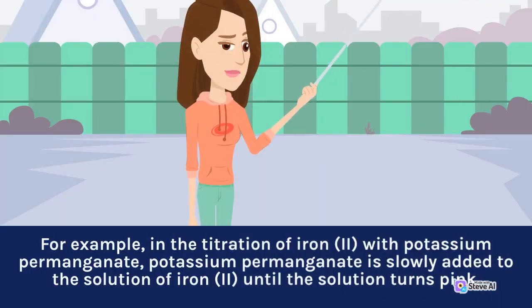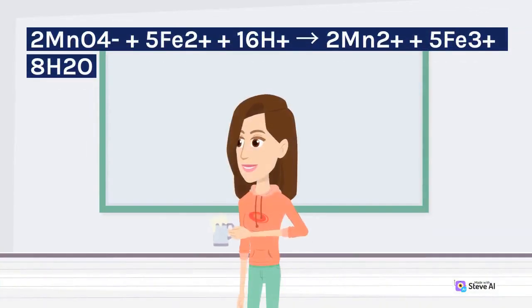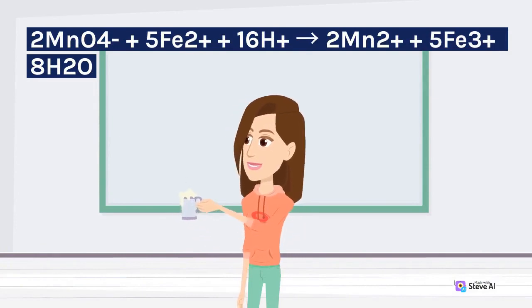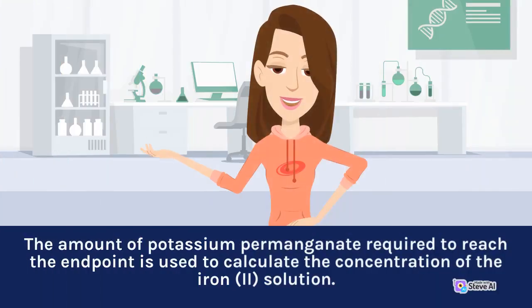For example, in the titration of iron 2 with potassium permanganate, potassium permanganate is slowly added to the solution of iron 2 until the solution turns pink. The endpoint is reached when all the iron 2 has been oxidized to iron 3. MnO4- plus 5 Fe2+ plus 8 H+ yields Mn2+ plus 5 Fe3+ plus 4 H2O. The amount of potassium permanganate required to reach the endpoint is used to calculate the concentration of the iron 2 solution.